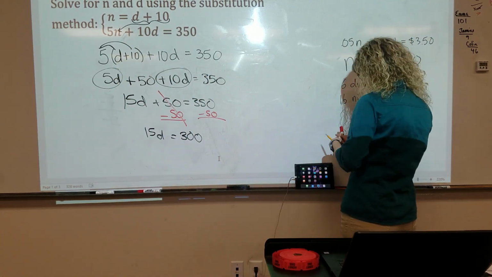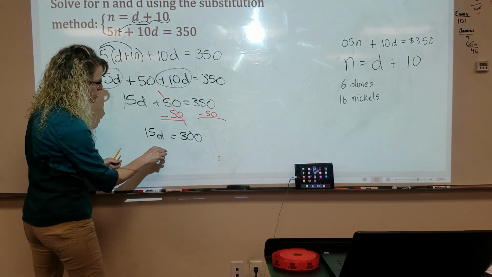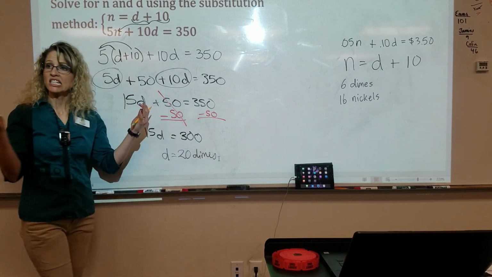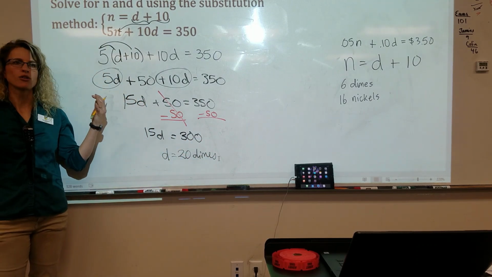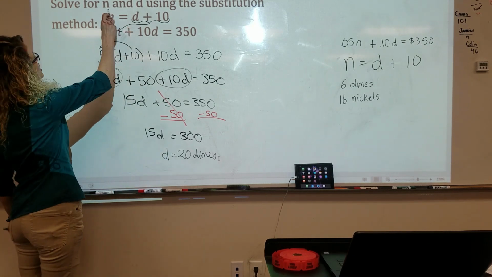20. Very good. I have a mystery marker. Here it is. Okay, so d equals 20. 20 dimes. Am I done? Yeah, 20 dimes? I know there's 20 dimes. There's a little bit more to it, so be careful. I've got to find n and d.